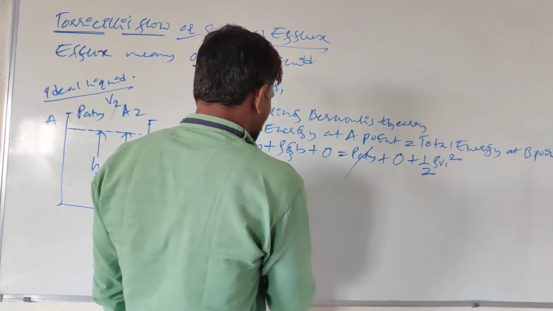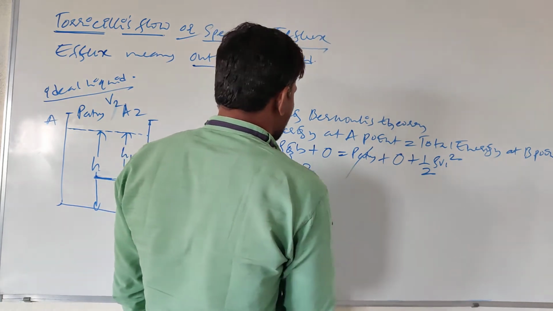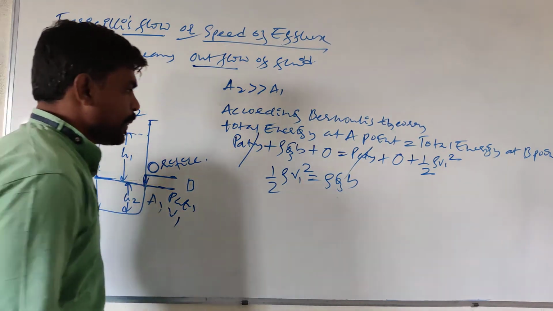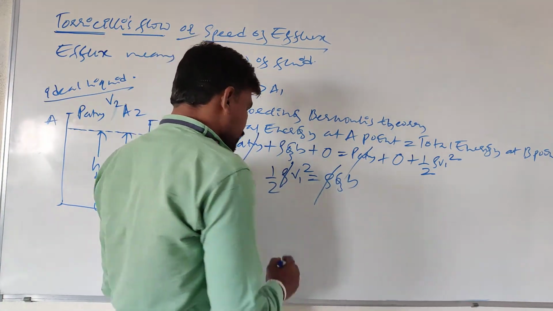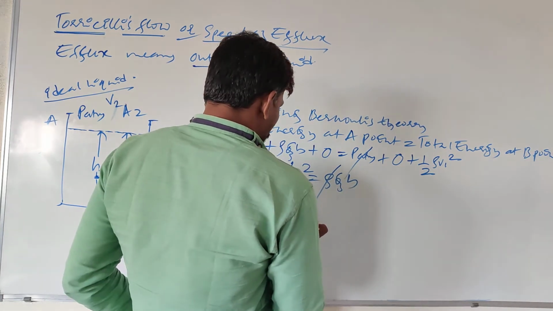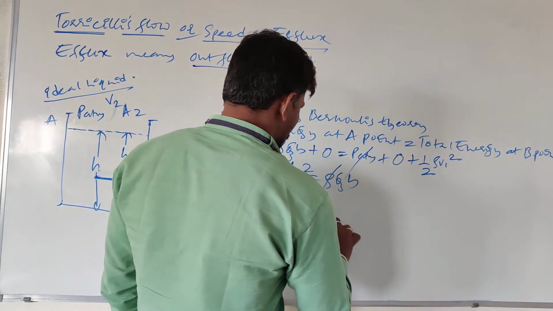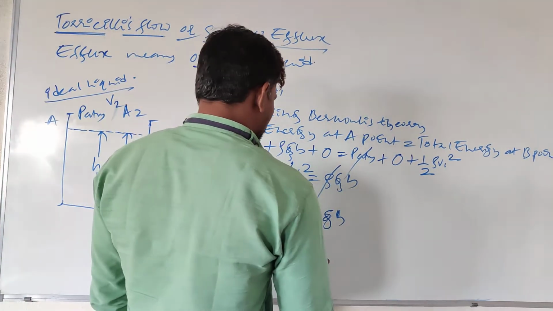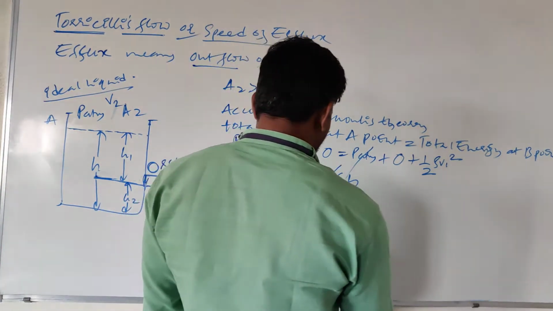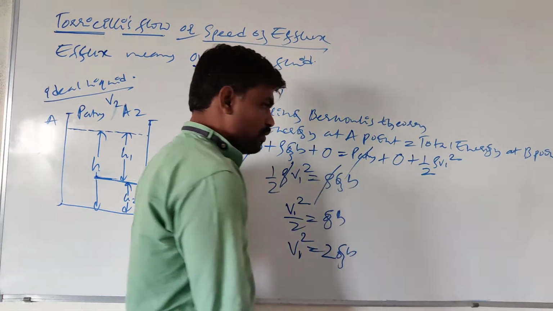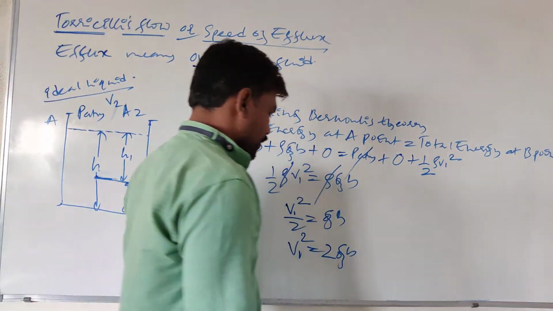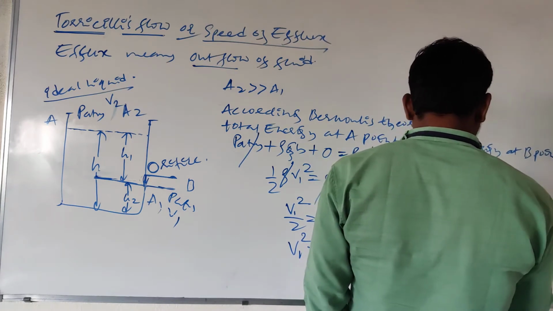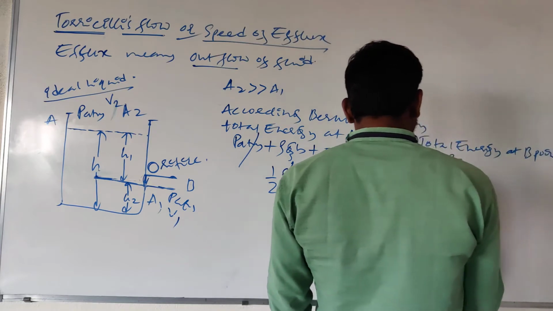What remains? 1 by 2 rho V1 square is equal to rho g h. So this rho cancels. V1 is equal to what? I need the velocity. V1 square is equal to 2gh. Then once again V1 is equal to root 2gh.